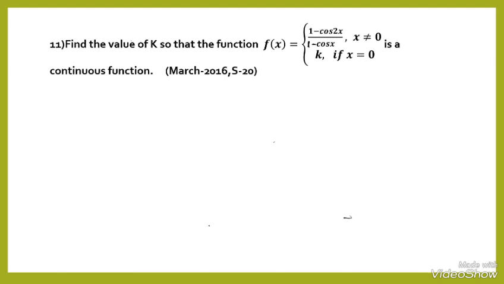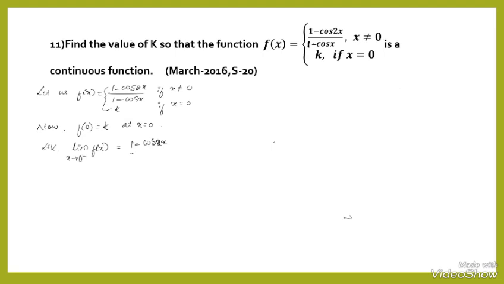That is (1 minus cos 2x) divided by (1 minus cos x). When we apply 0 directly here, we get 0 by 0 form. When we substitute the values, we get 0 by 0 form.